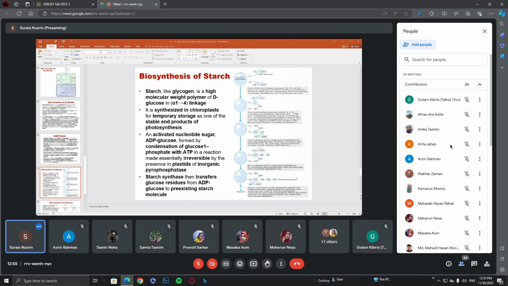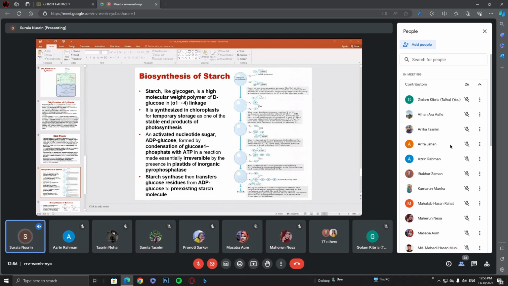So actually, how is the glucose delivered during the biosynthesis of starch? It is not that glucose is coming and is added to the chain. The glucose is delivered as an activated nucleotide sugar. That means glucose is added to a nucleotide, and that nucleotide is ADP. The nucleotide sugar is called ADP glucose. And from where do we get ADP glucose? That ADP glucose is synthesized from the reaction between glucose 1 phosphate and ATP.